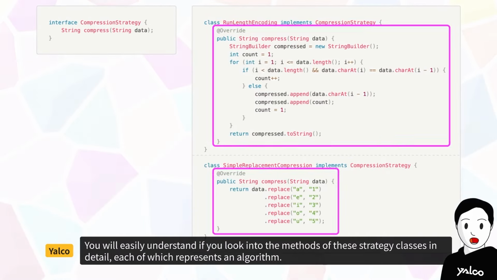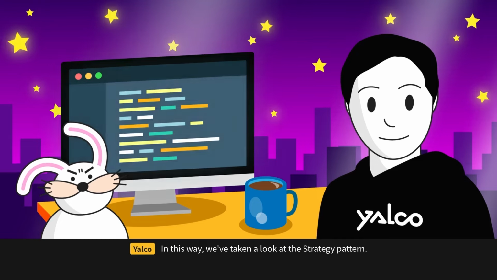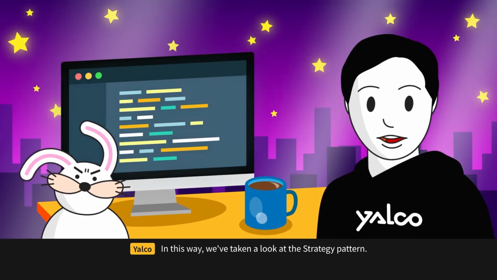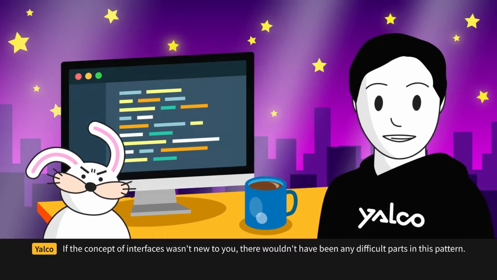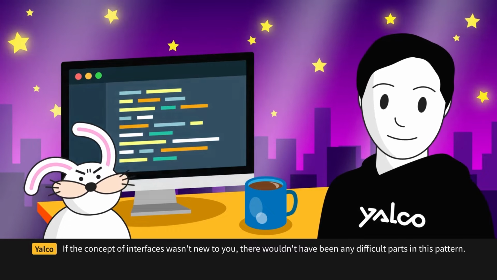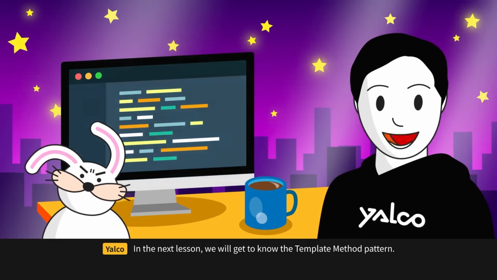You will easily understand if you look into the methods of these strategy classes in detail, each of which represents an algorithm. In this way, we've taken a look at the strategy pattern. If the concept of interfaces wasn't new to you, there wouldn't have been any difficult parts in this pattern. In the next lesson, we will get to know the template method pattern.